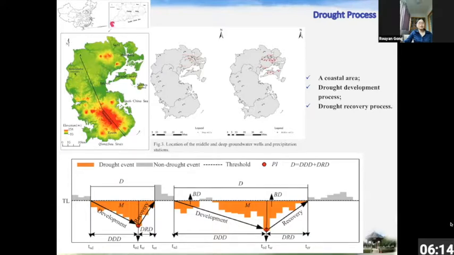Run theory has been widely applied to identify drought characteristics, with advantages such as a simple principle, the convenience of describing the drought propagation from the beginning to end, and the ability to extract multiple drought characteristics from the drought index series. Recognizing drought development and recovery time gives us the occurrence time. The time length can reflect the severity. The number shows the frequency. Next, please.